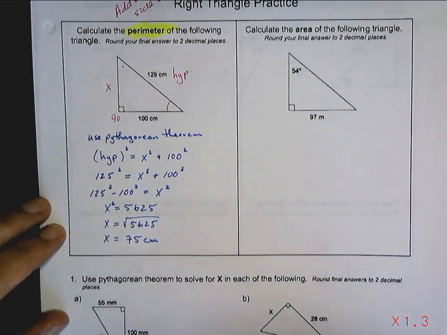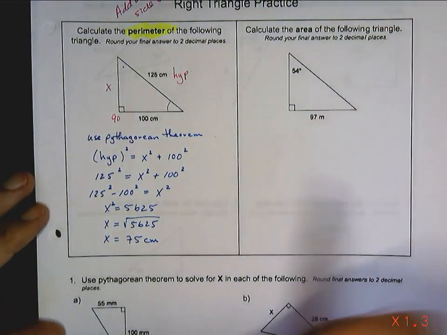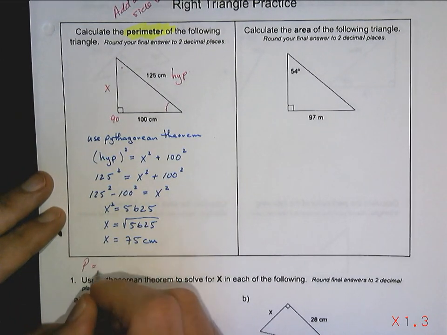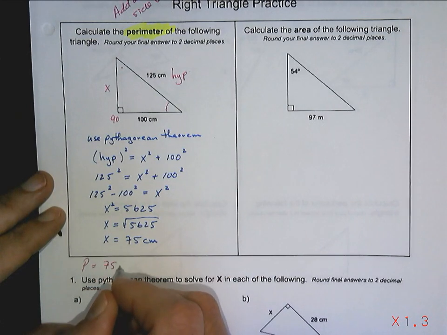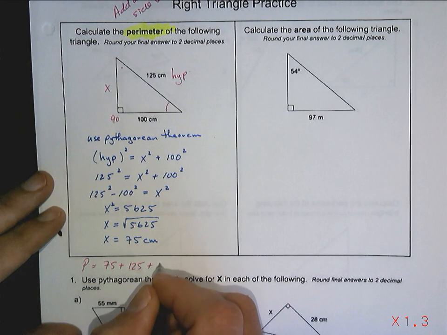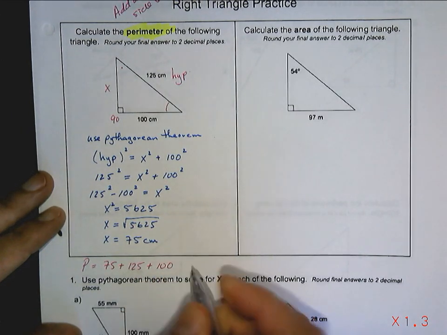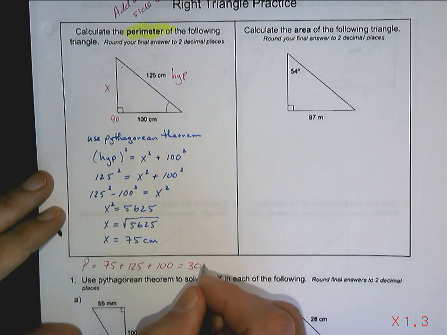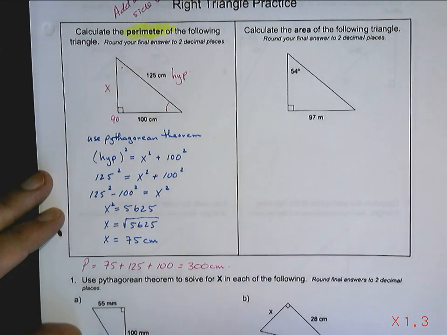Now, some kids are going to be tempted to stop there, but unfortunately if they do, they're going to lose some marks because the question actually asked for the perimeter. So the perimeter is going to equal all the sides being added together. So it's going to be the 75 plus the 125 plus the 100. So it's going to be a total of 300 centimeters will be the total perimeter.